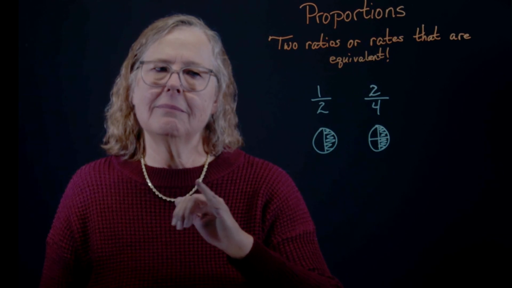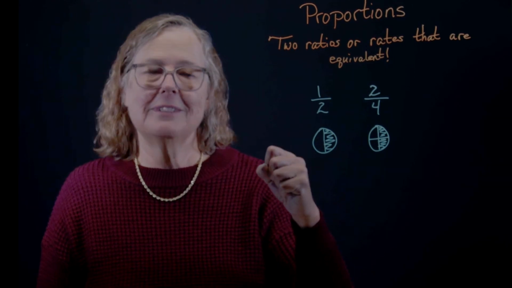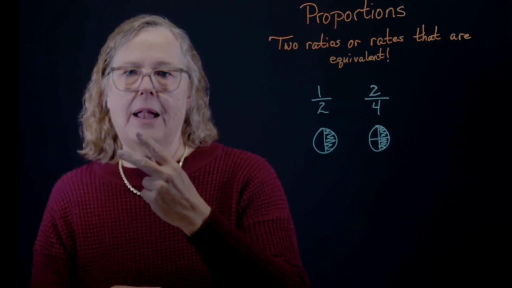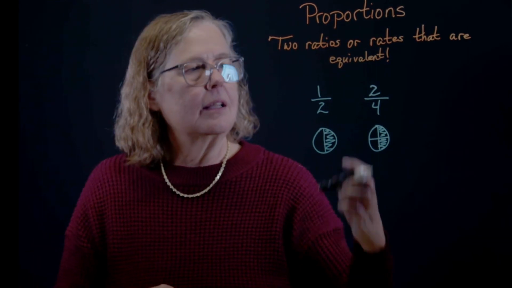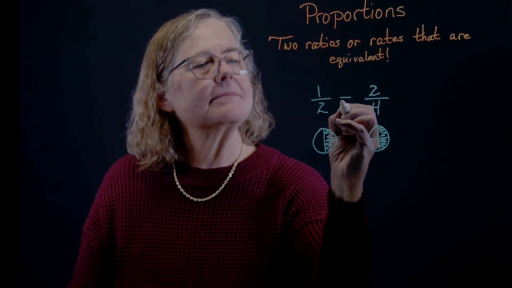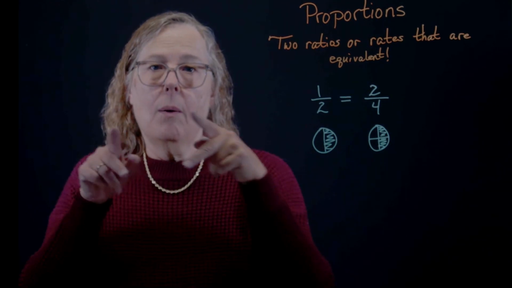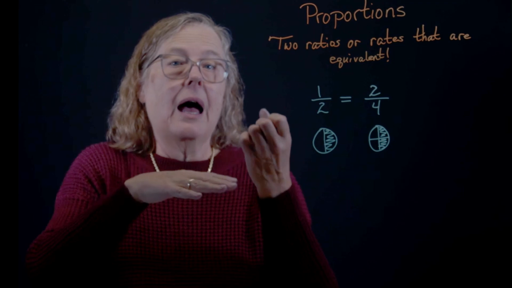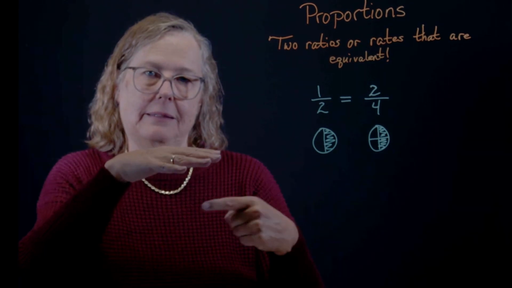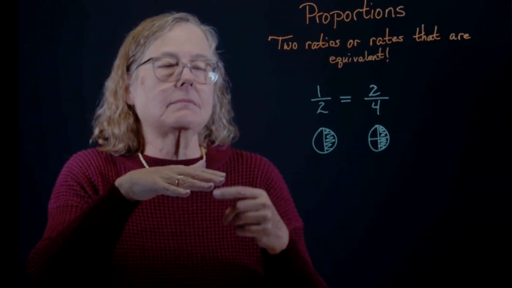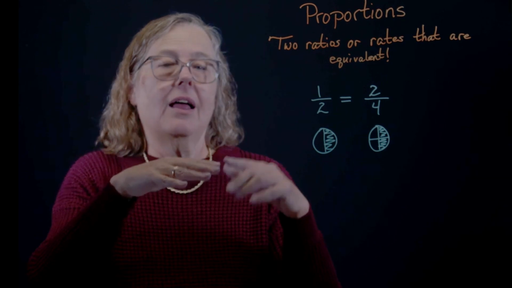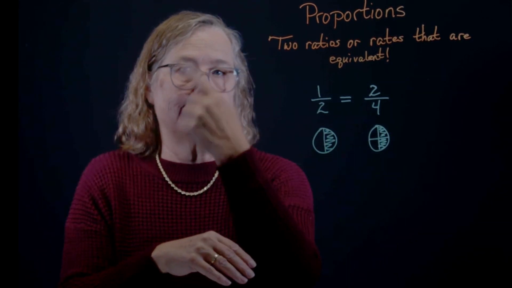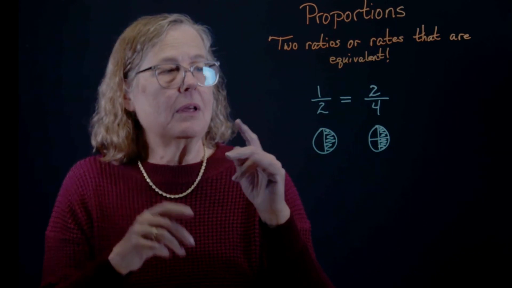Wait a minute. You and I ate the same amount. Can you see that picture there? 1/2 is the same thing. It's equal to 2/4. So proportion means that I have 2 ratios, how much I ate per how many pieces. That's my ratio. 1/2 is equal to 2/4. Looks the same.